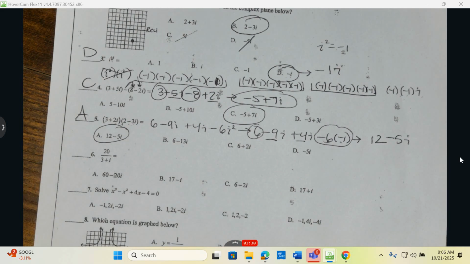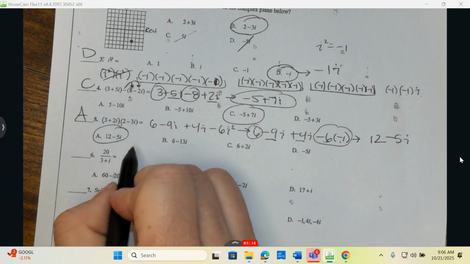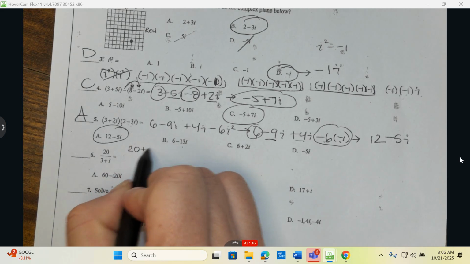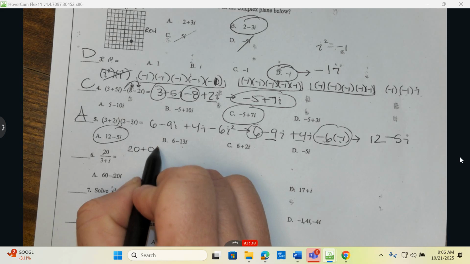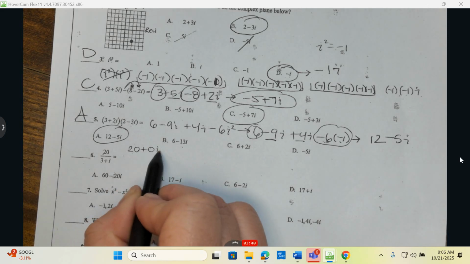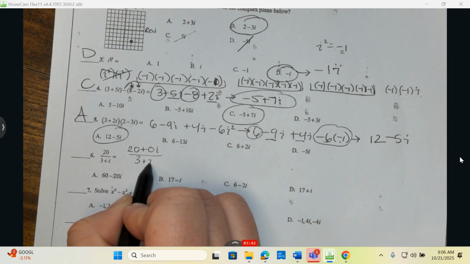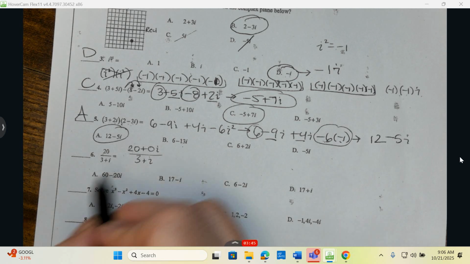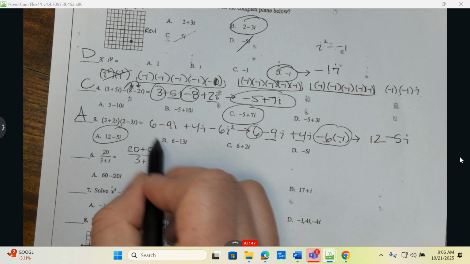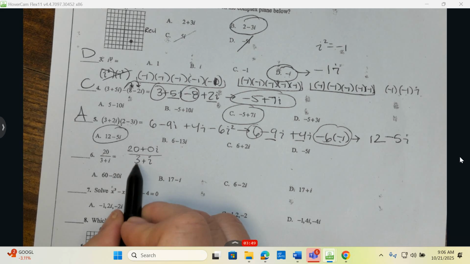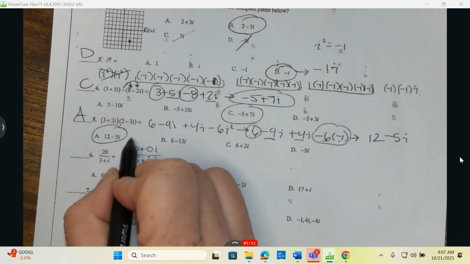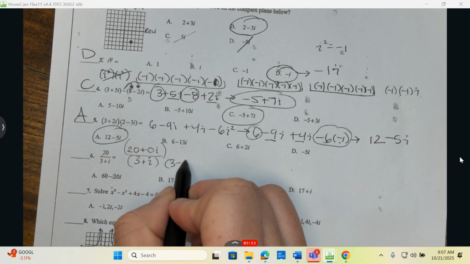Let's look at number 6. Now, in order for me to simplify number 6, I cannot be left with an i in the denominator. So what I'm going to do, because this is the same as 20 plus 0i when it's in a plus bi form, to keep this same fraction but eliminate an i in the bottom, I'm going to multiply by the conjugate of the denominator.